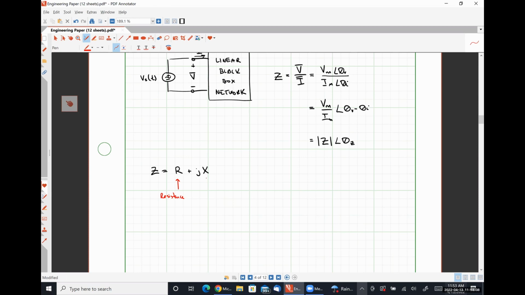X is what's known as the reactance. The reactance is the portion of the impedance that is associated with energy storage. So it is contributed to by both capacitance and inductance. Okay.